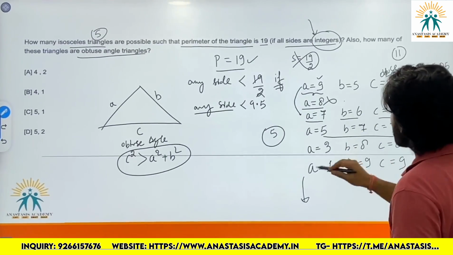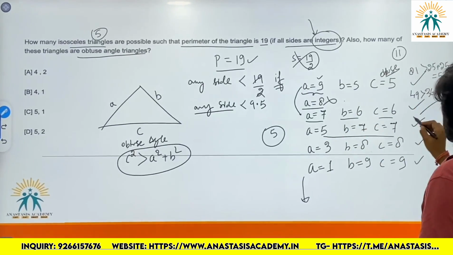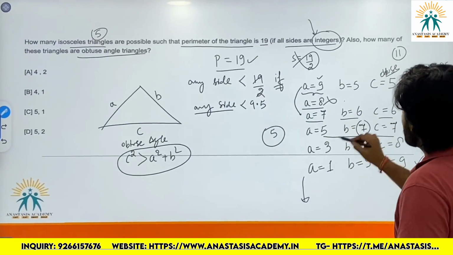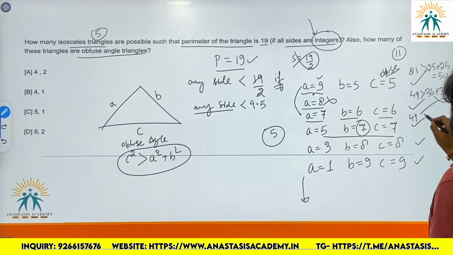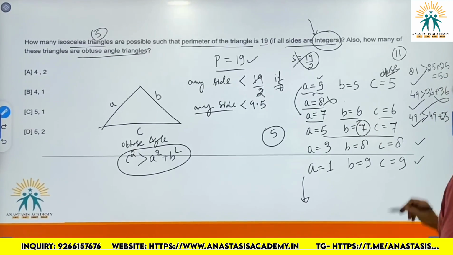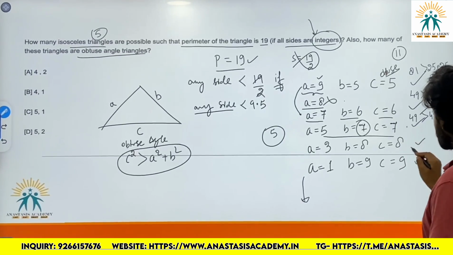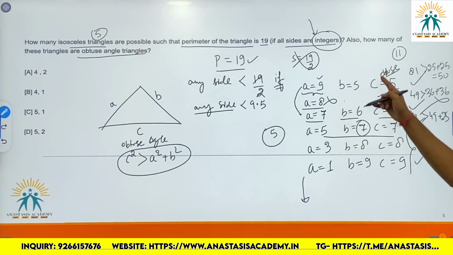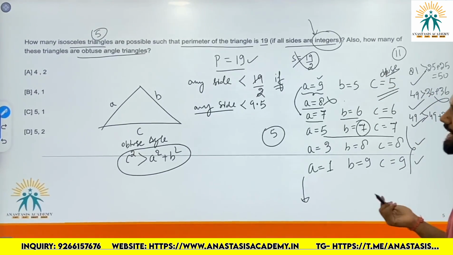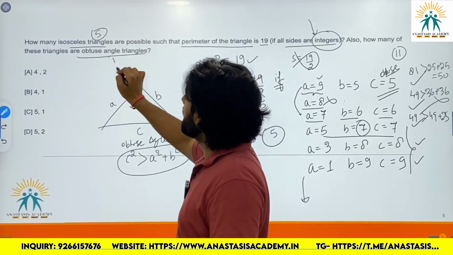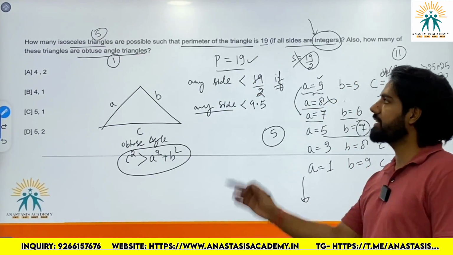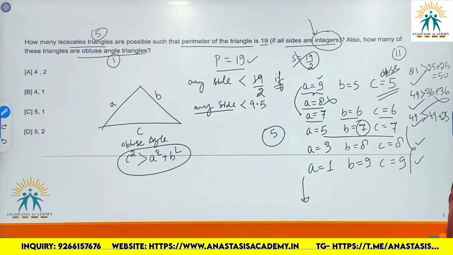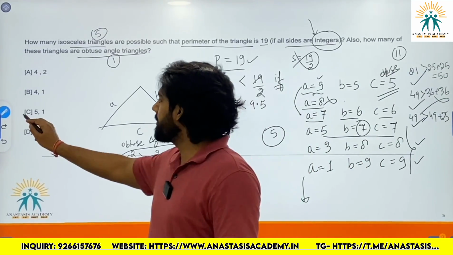In fact, if I go further, the highest side is 7. 7 squared is 49. Is it greater than 49 plus 25? No. In fact, in all these remaining cases, I will get no obtuse triangle. So only one triangle is obtuse among these 5 isosceles triangles. So the correct answer to the second part is one isosceles triangle among these 5 isosceles triangles. So the correct answer to this question is 5, 1.